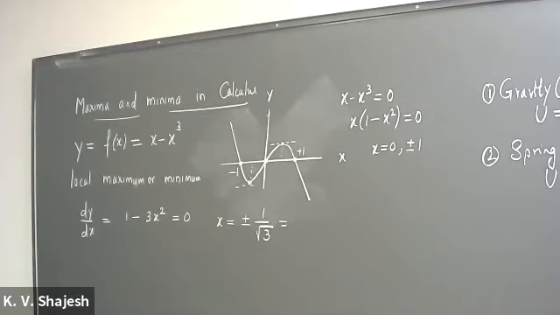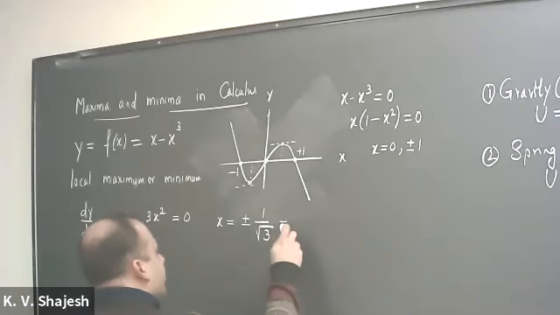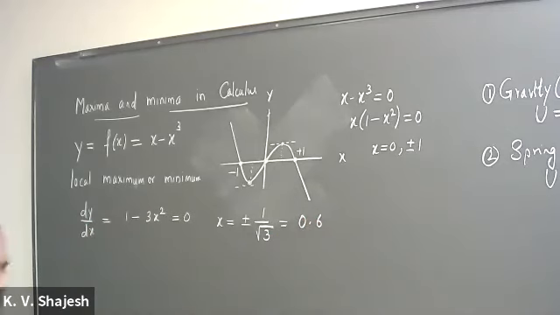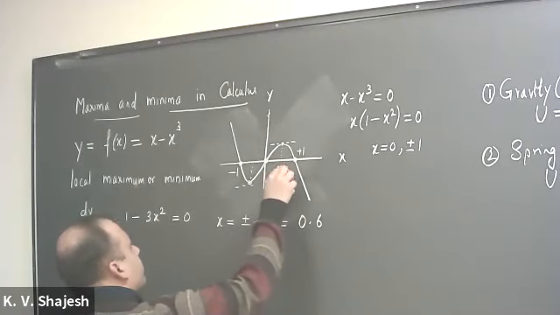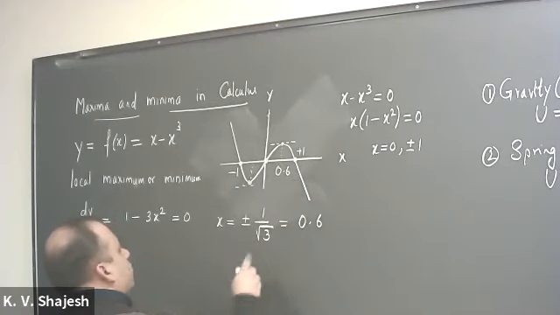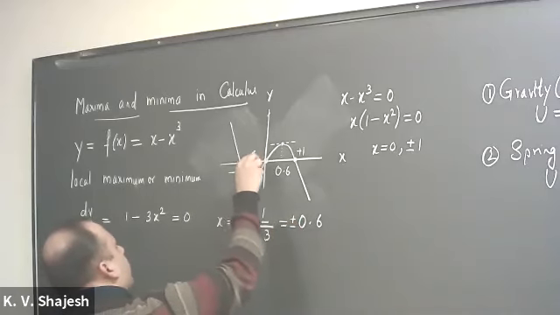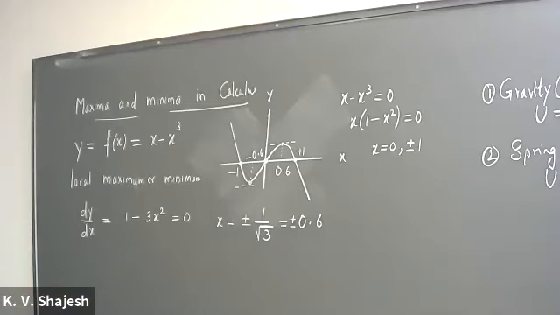Is it 1 divided by... That's about 0.58, or 0.6, let's say it's 1 sig digit. So that's 0.6, and that's here. This is 0.6, and plus or minus, right? And that's minus 0.6. That's good. So we have used these concepts before in this course.